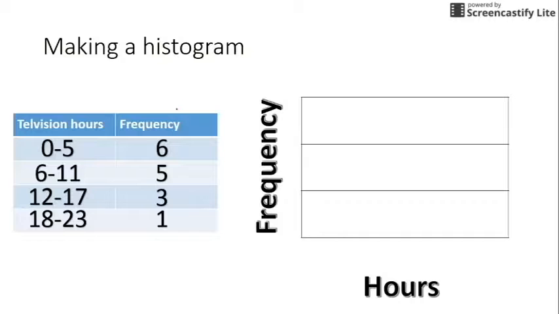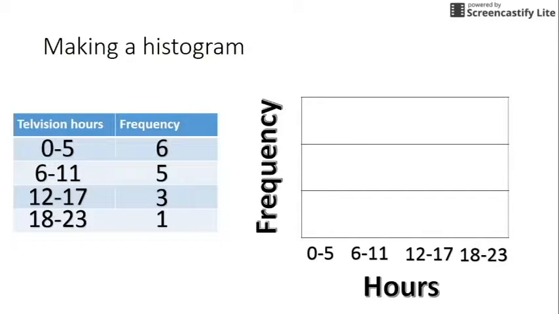Okay, so now in making the histogram. Now, I said a histogram is like a bar chart that is just counting the frequencies. Across the bottom, across your x-axis, you're going to start putting in all of your intervals. The intervals are the groupings. So 0 to 5, 6 to 11, 12 to 17, 18 to 23.